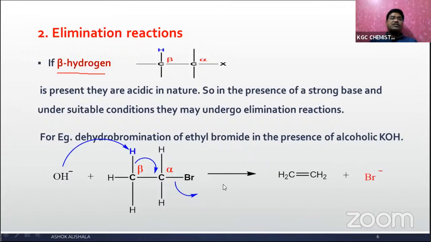See, bromine is replaced here when the hydroxide ion, OH minus, takes this hydrogen. It will take the hydrogen and it is removed in the form of water, like this. And here the elimination takes place, and at the same time Br is removed. In this way, the elimination happens, and this is called beta elimination.